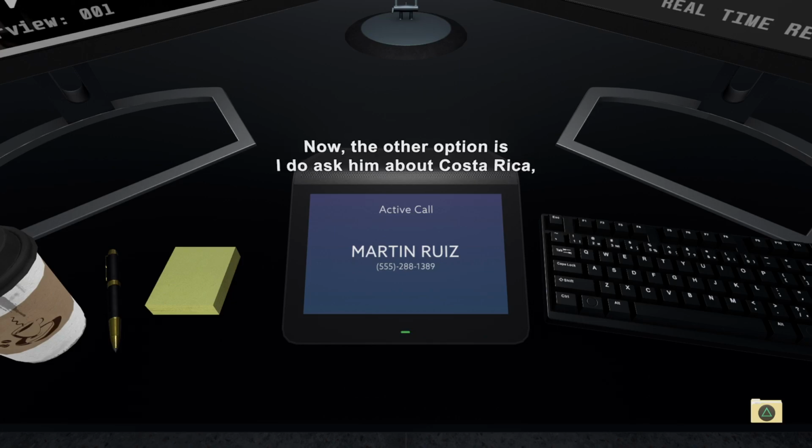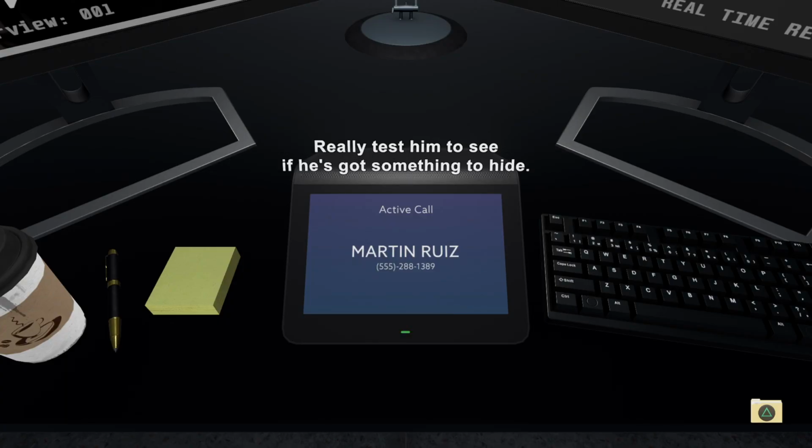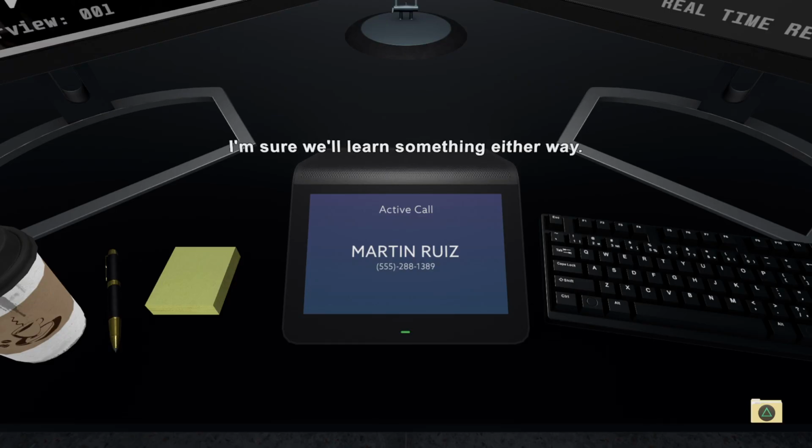Now, the other option is I do ask him about Costa Rica, but I don't reveal anything. I just see where he takes things when I ask him about it. Instead, use the time to mostly put some pressure on him being involved with the murder somehow. Really test him to see if he's got something to hide. I'm sure we'll learn something either way.